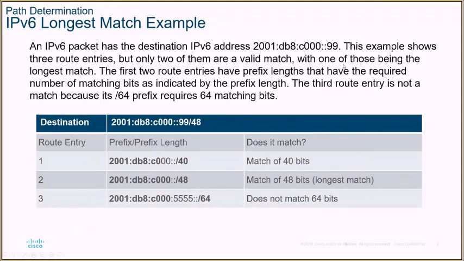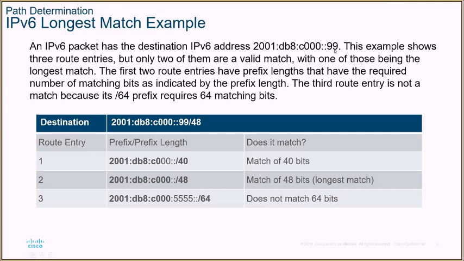So an IPv6 packet has a destination IPv6 address of X. This example shows 3 route entries, but only 2 of them are a valid match, with one of those being the longest match. The first 2 route entries have prefix lengths that have the required number of matching bits as indicated by the prefix length. The third route is not a match because its /64 prefix requires 64 matching bits.